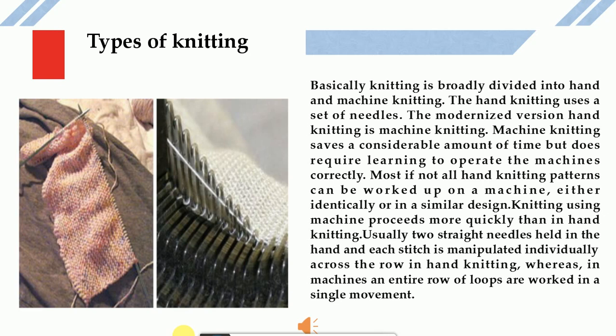Most, if not all, hand knitting patterns can be worked up on a machine, either identically or in a similar design. Knitting using a machine proceeds more quickly than hand knitting. Usually two straight needles are held in the hand and each stitch is manipulated individually across the row in hand knitting, whereas in machines an entire row of loops is worked in a single movement.